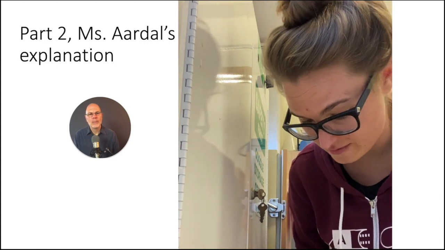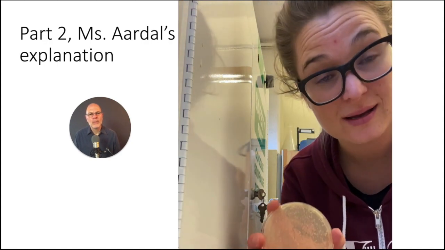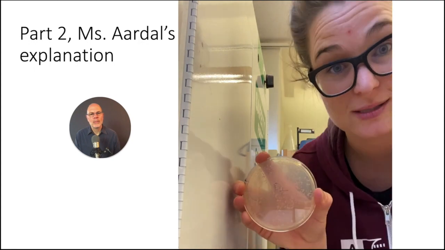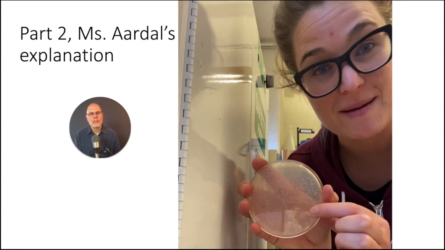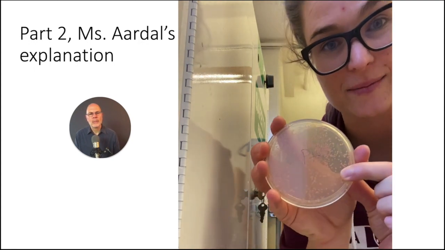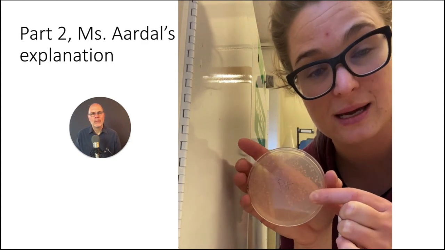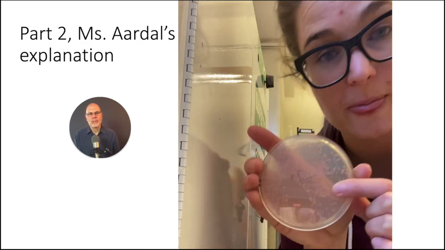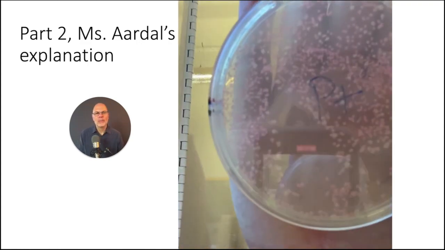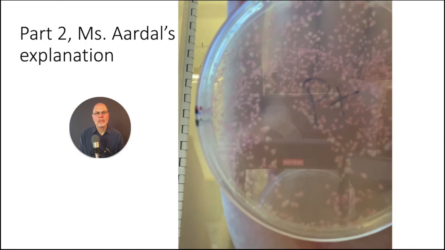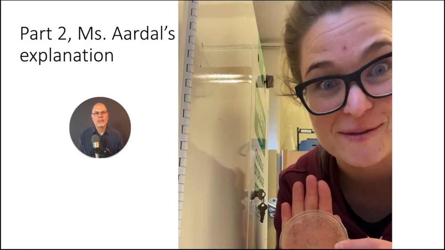Finally, we have our LB amp ara plate. So we had that arabinose as well as ampicillin resistance, ampicillin inside of this gel. And so you can see that our plasmid is going to grow. And if I get closer, you can see that there are both pink and white colonies there. Those pink colonies are going to be the ones that glow.